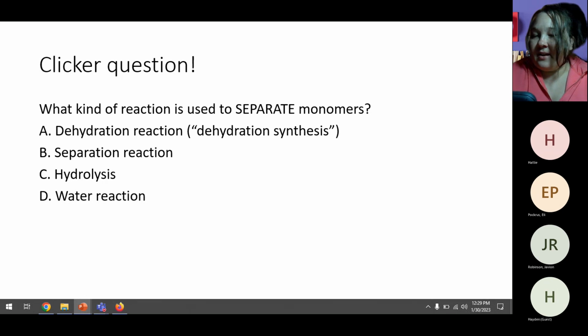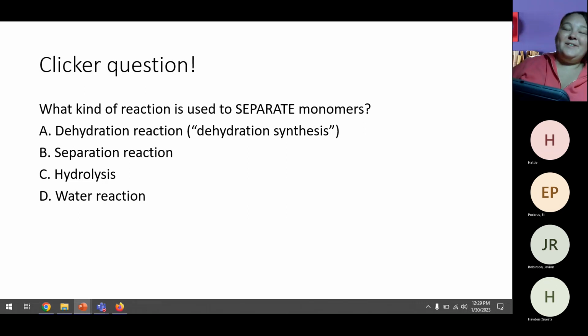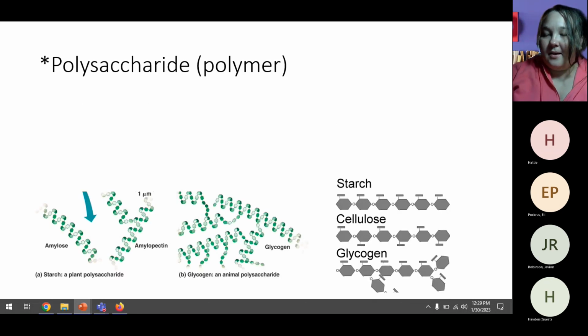And the reaction that is the opposite: what reaction is used to separate monomers? Everyone chose C, hydrolysis. Excellent job. All right, so we've talked about monosaccharides and disaccharides.